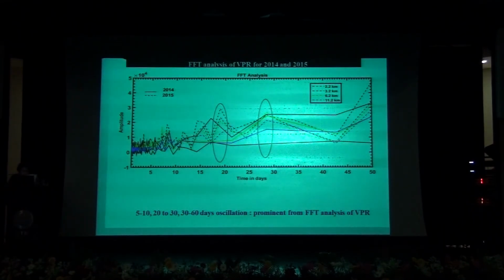Wavelet analysis is also performed over these 2 years of reflectivity data at these altitudes. We have seen that there is a peak between 5 to 10 days, one between 15 to 20 days, a third one at 30 days, and ultimately the last one around 50 days, which represents the 5 to 10, 20 to 30 and 30 to 60 days oscillations present inside the reflectivity profile.